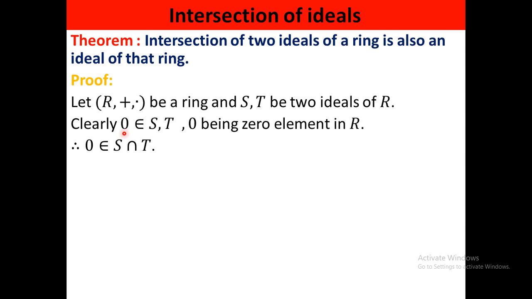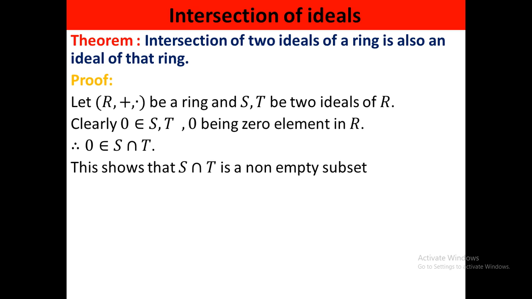Sorry, 0 is in S and also in T. So 0 is a common element of S and T, that means 0 belongs to S intersection T. So S intersection T is a non-empty subset of the ring R.